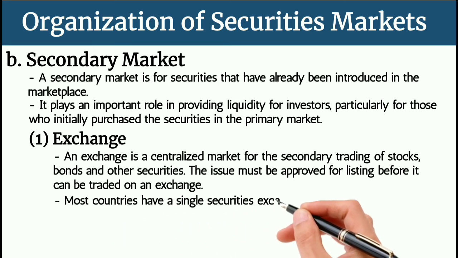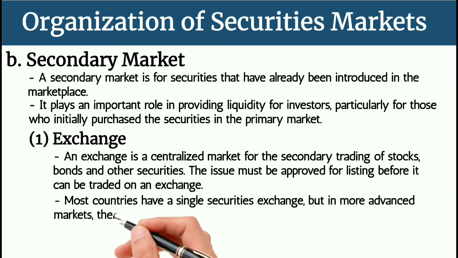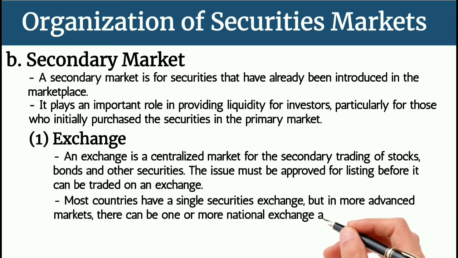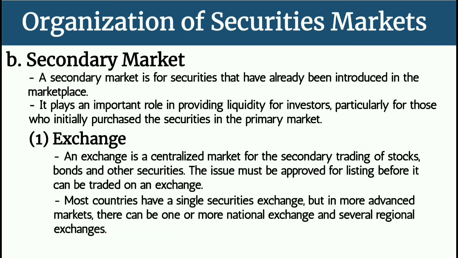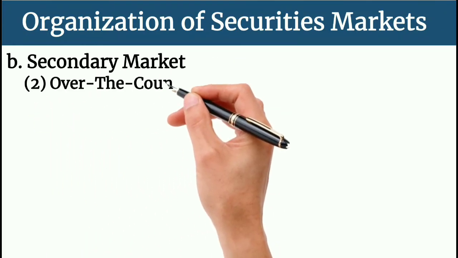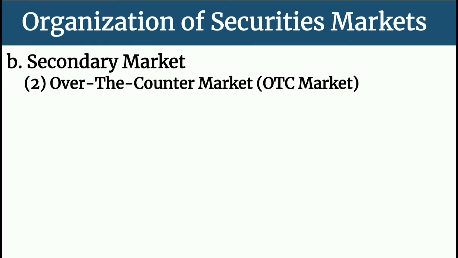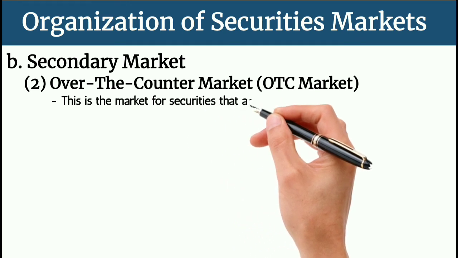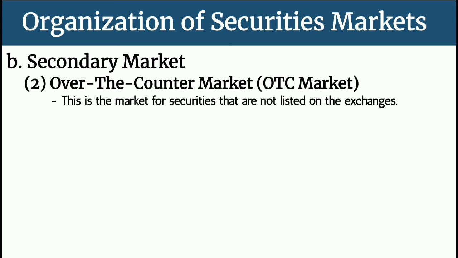Most countries have a single securities exchange, but in more advanced markets, there can be one or more national exchange and several regional exchanges. In the Philippines, the exchange is called as Philippine Stock Exchange. Another example of secondary market is over-the-counter market or OTC market. Over-the-counter market is the market for securities that are not listed on the exchanges. In other words, in over-the-counter market, the trading of securities does not happen on exchange. The securities are traded outside the exchange.